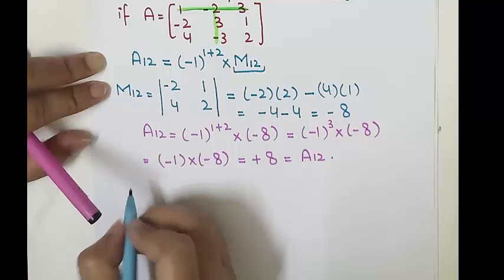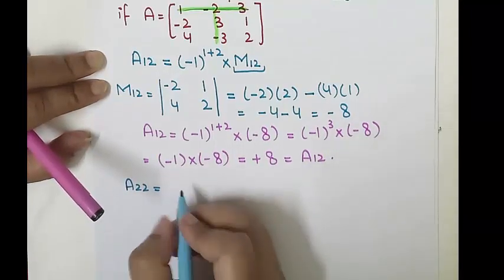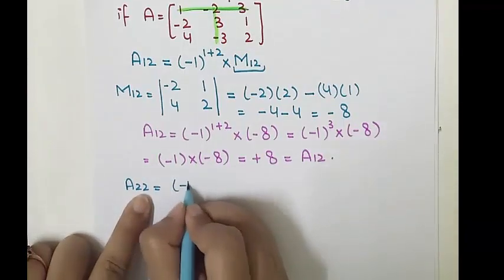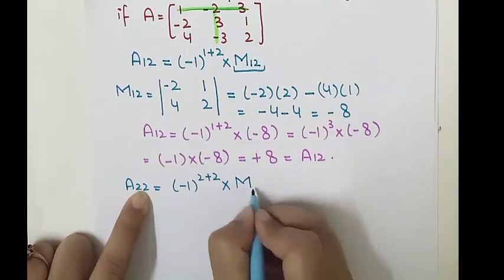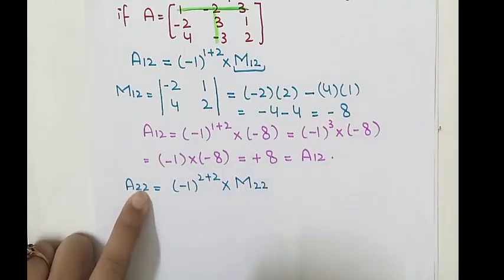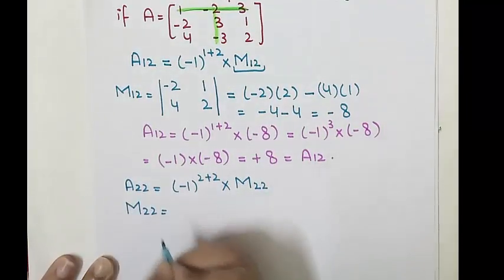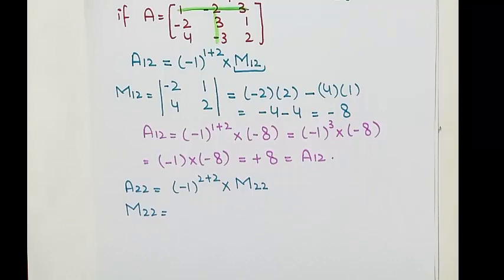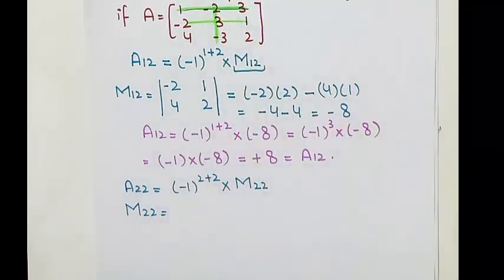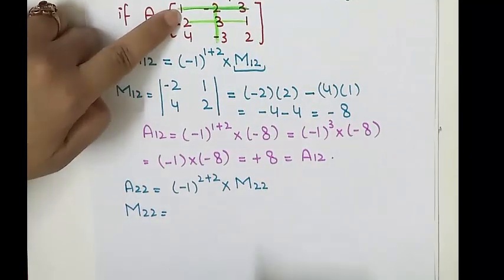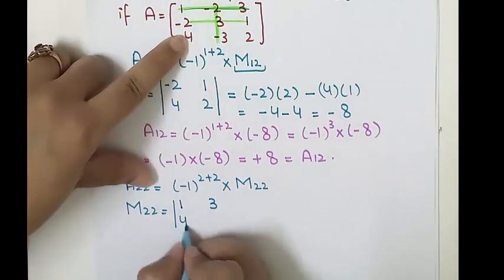Next we have to find A22. For A22, the formula will be (-1)^(2+2) multiplied with minor M22. So first we will find M22. It means now we will ignore the second row and second column. Okay, so now we will have 1, 3, 4, 2.